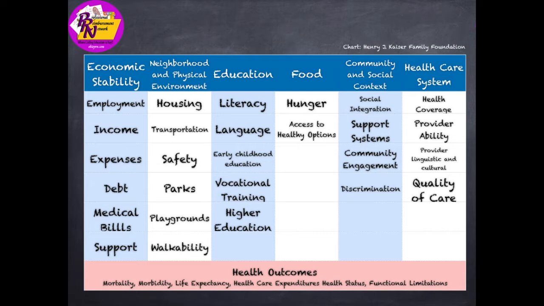Studies have shown that there is a link between the economic status, social factors, and physical environments as key influencers in health outcomes. Addressing social determinants of health is important for improving health and reducing health disparities.